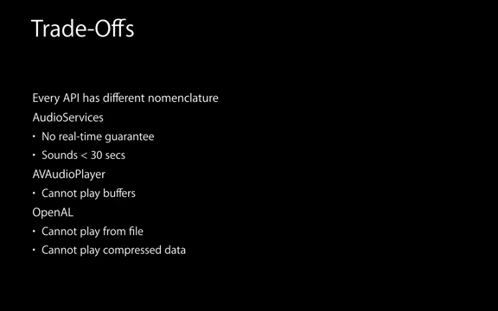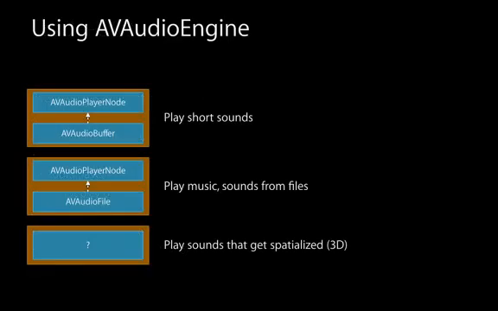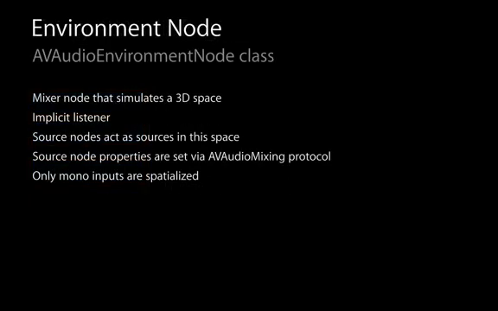With our knowledge of AVAudioEngine, if we had to go back and cover cases 1 and 2, we can easily do so. For short sounds, we can just load them into AVAudioBuffer objects and schedule them on a player. For music, you can just create an AVAudioFile object and schedule that directly on a player. So how do you play sounds that need to be spatialized? We'll look at that now.